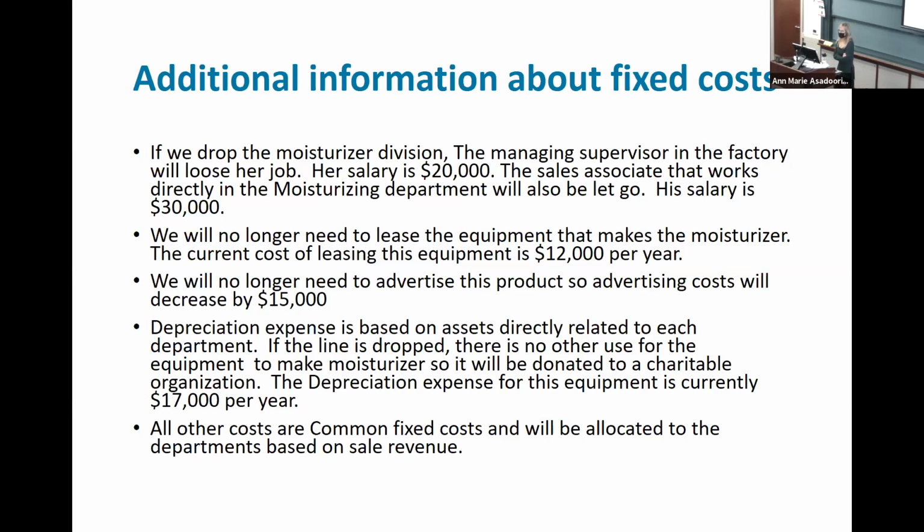Okay, depreciation expense is based on assets directly related to each department. If the line is dropped, there's no other use for the equipment to make the moisturizer, so it will be donated to a charitable organization, and the depreciation expense for this equipment is currently $17,000 per year. Okay, is it going away? Is it traceable? Is it relevant?